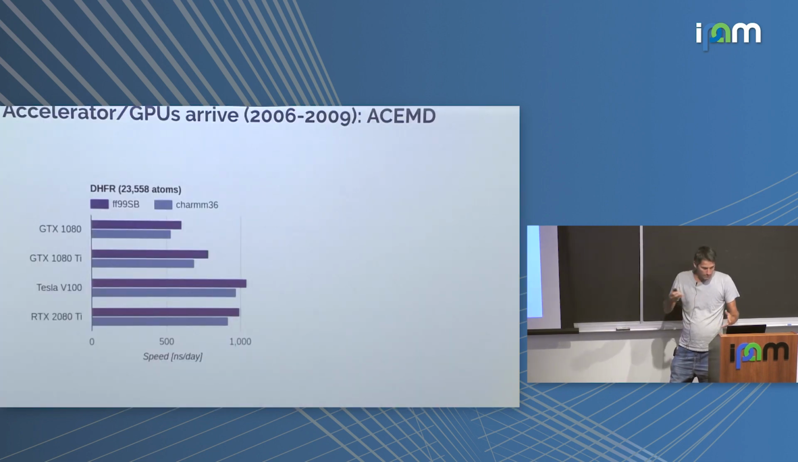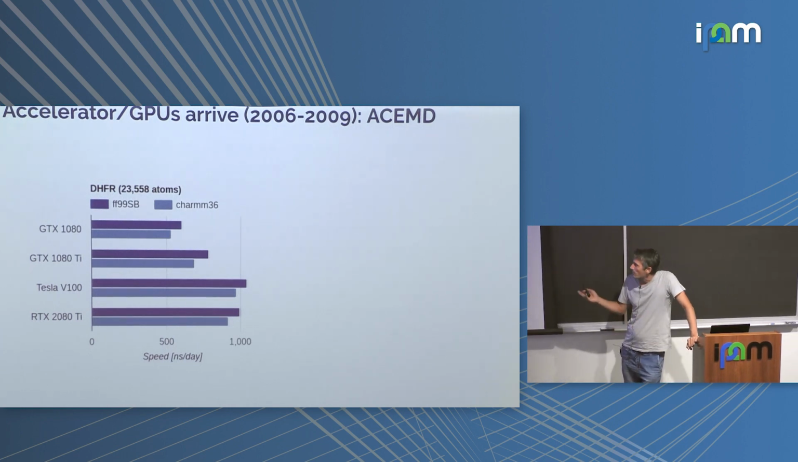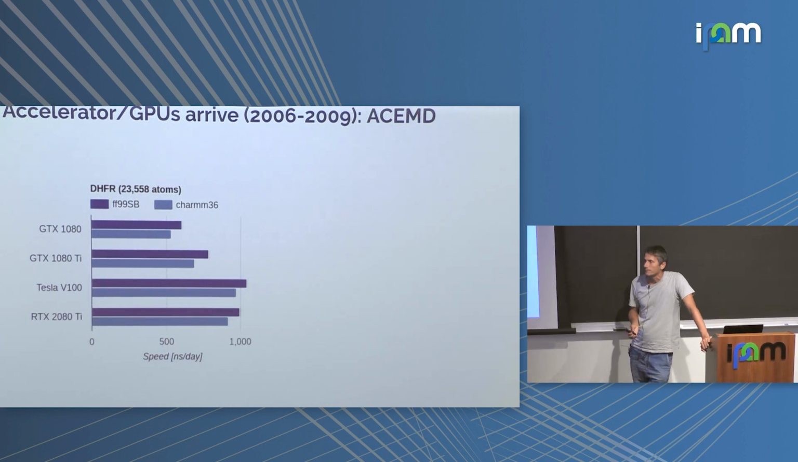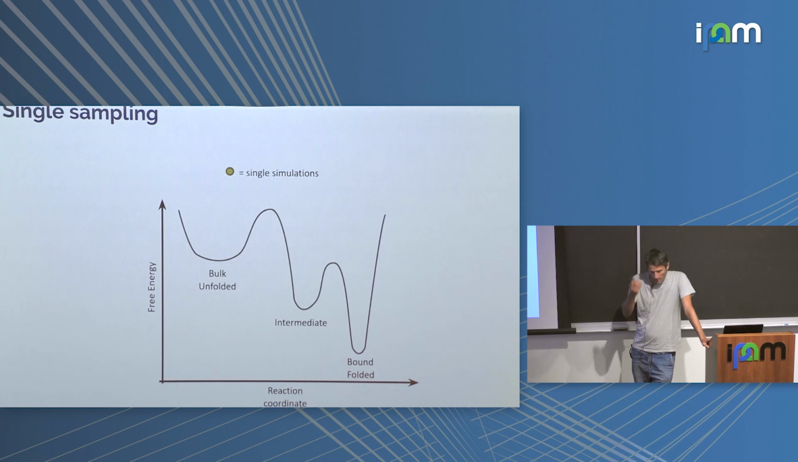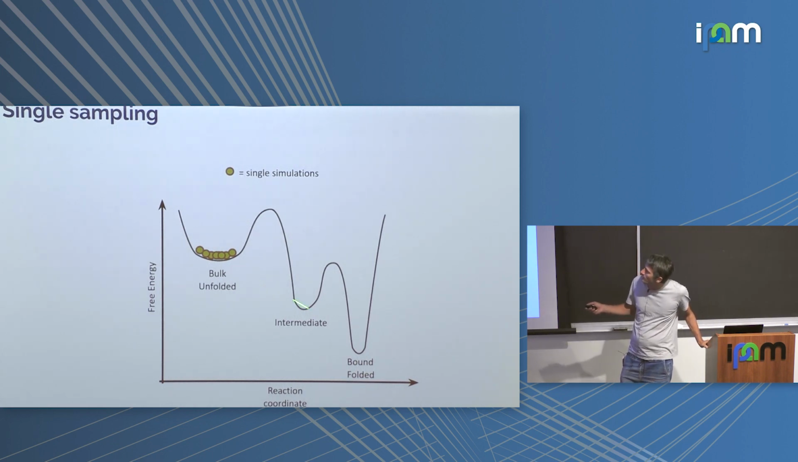So classical is very fast. These days, you can generate 1 microsecond of data per day for a small protein, largely thanks to GPU. And so you have the option to launch many simulations, and you want to launch the simulations in an optimal way, and decide where to launch them. For instance, you could start here. These are initial positions, initial configurations of a simulation. You run them, and they go over here.